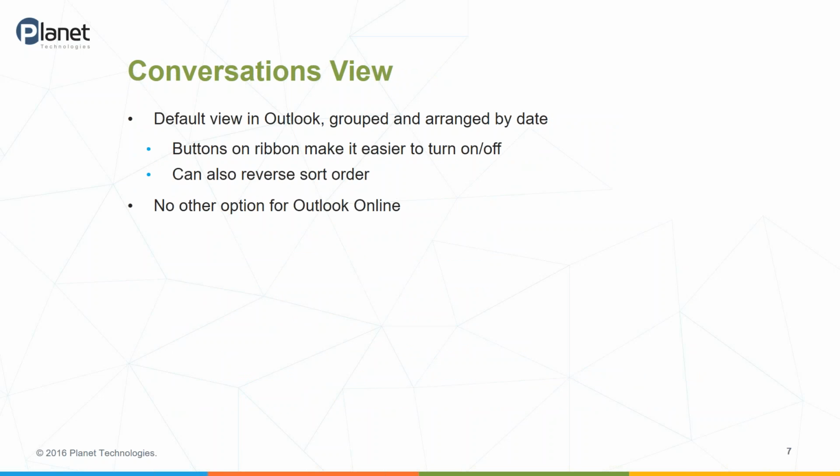This is pretty much a love or hate option. People either use it or they don't at all and they want to get rid of it. But this is the default, so I'm going to show you how you can turn that on or off. Now there's buttons on the ribbons, they make it easier. You can also reverse sort that order. Now if you are only using Outlook Online, there pretty much isn't another option for you. They're going to be grouping those emails into that no matter what you try and do.